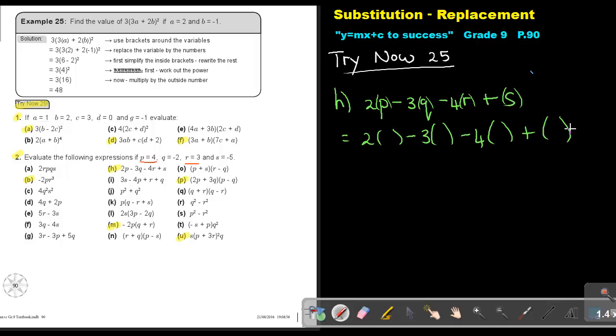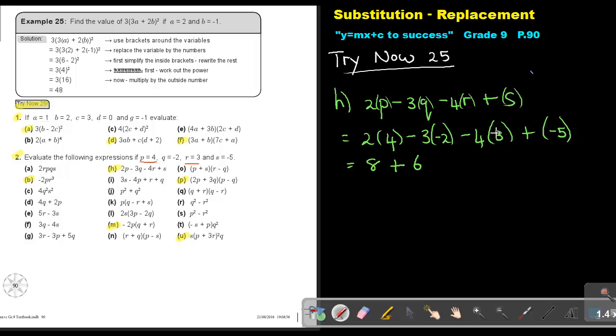And now, in this step, I substitute. So I look, what is P? That's 4. What is Q? That's negative 2. What is R? That's 3. What is S? That's negative 5. Okay, so 2 times 4, what will that be? 8. Now, a negative times a negative. There's 2 negative signs, so it's an even number, so it's going to be positive 6.